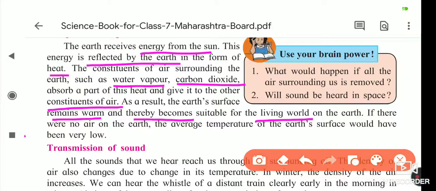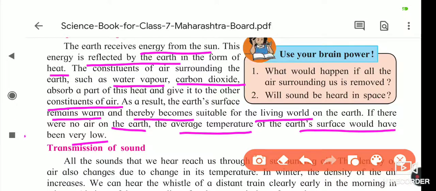If there were no air on the earth, what would happen? The average temperature of earth's surface would have been very low. So from this we understand that the earth gets energy from the sun and reflects the energy. This energy is stored, and it is reflected by the earth in the form of heat.